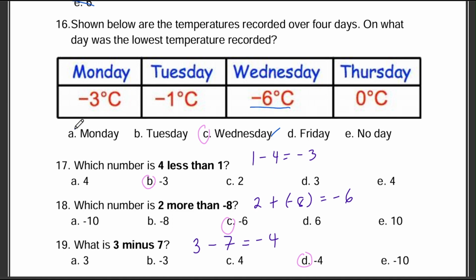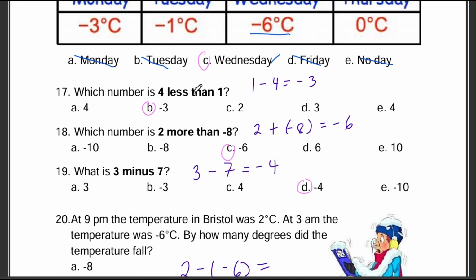Why not the others? A. Monday was -3 degrees Celsius. B. Tuesday was -1 degree Celsius. D. Friday is not shown on our chart. E. No day is wrong because we do have the temperature for Wednesday.